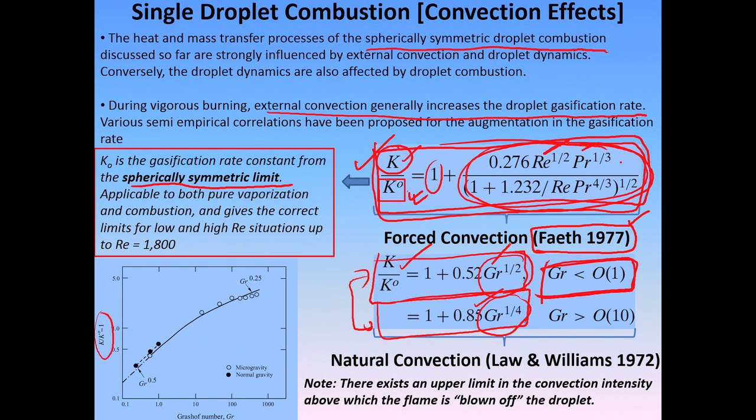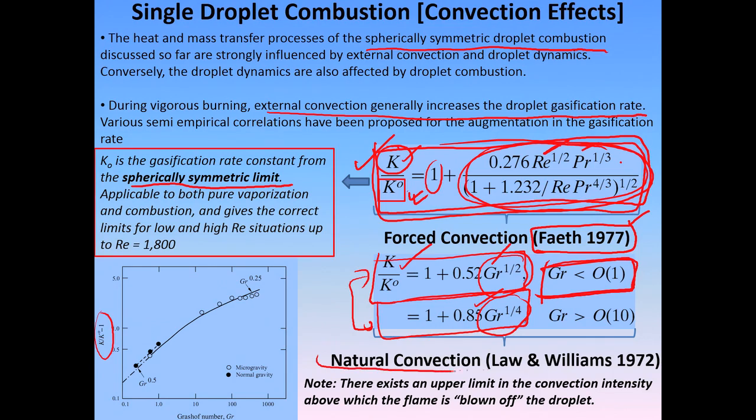However, it should be noted that if you increase the rate of convection over a droplet, there is a limit up to which you can increase its gasification rate. Beyond that, the flame will actually extinguish, you will have no flame. It is almost like blowing off your candle. You blow it slowly, and the candle burns. But if you blow very hard at the candle, what will happen? The candle flame will extinguish.